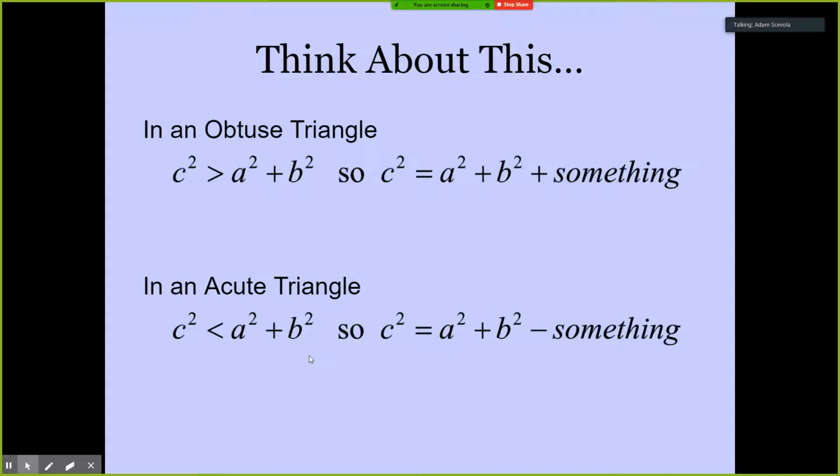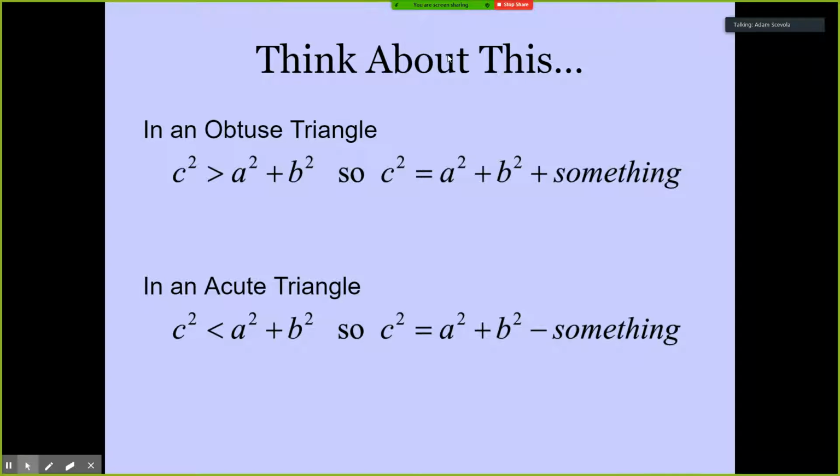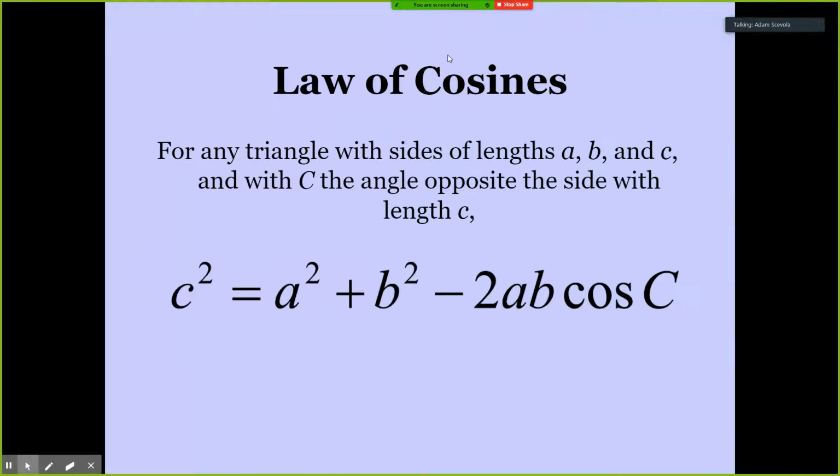Which means that in an obtuse triangle, if c squared is bigger than a squared plus b squared, then c squared should equal a squared plus b squared plus something, right? Because the right side is smaller than the left side, so you gotta add something to make them equal. And in an acute triangle, you have c squared equals a squared plus b squared minus something, because now the right side is bigger, so you gotta subtract something from the right to make them equal. Now that something is where the law of cosines plays in, all right?